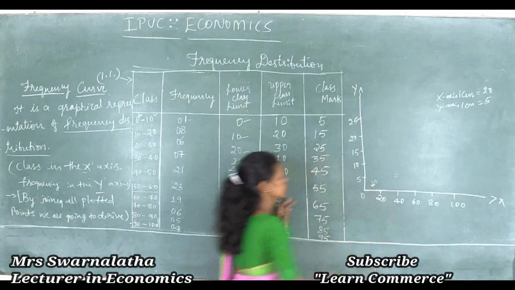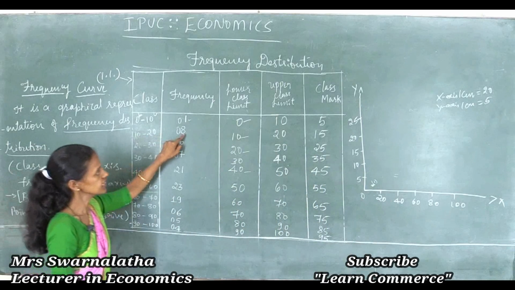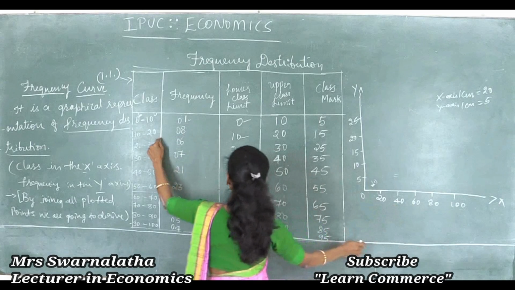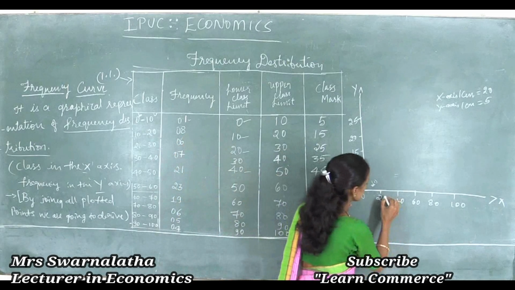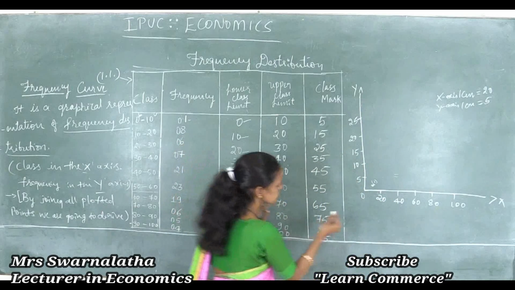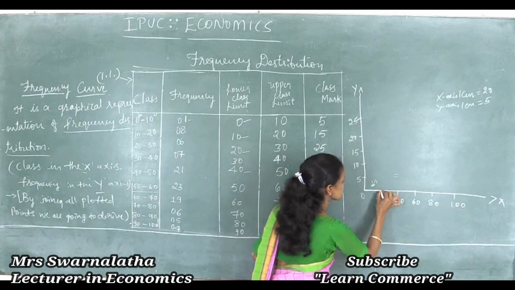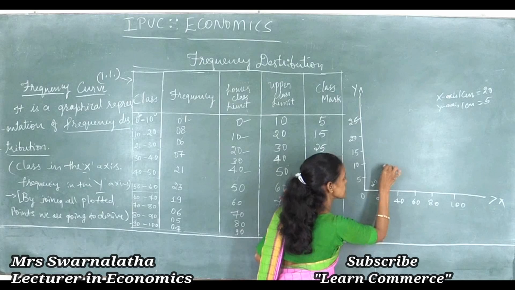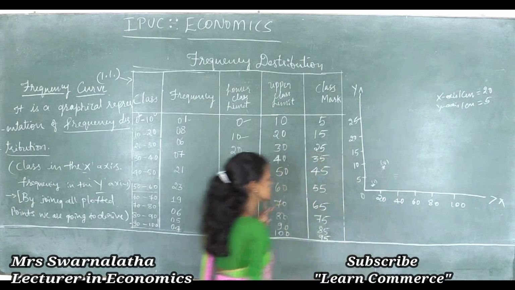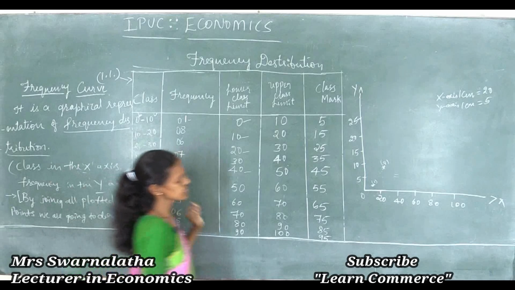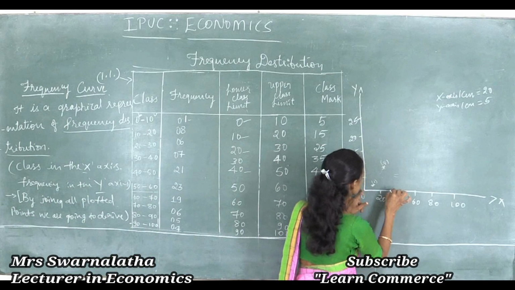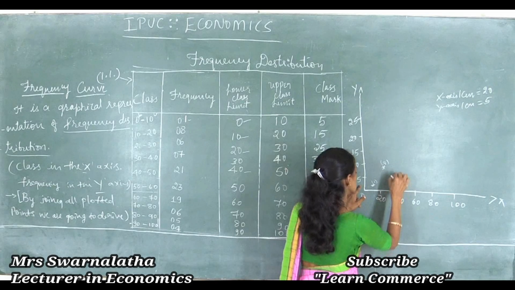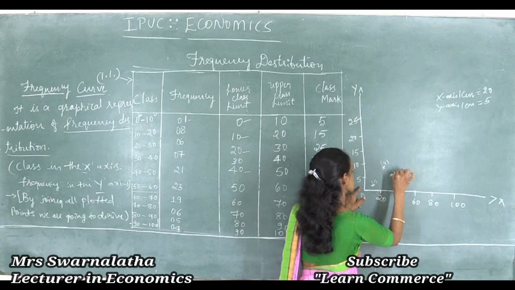Next is 10 to 20. Frequency 8 is there: 8 students scored in 10 to 20, so 8 observations. And 20 to 30 has 6 observations.